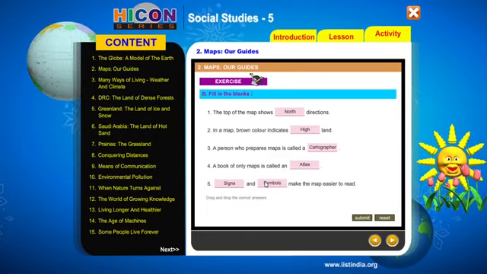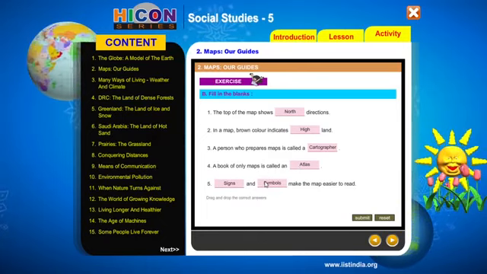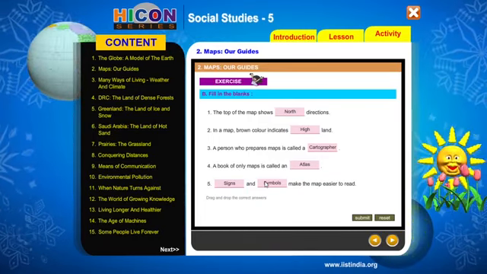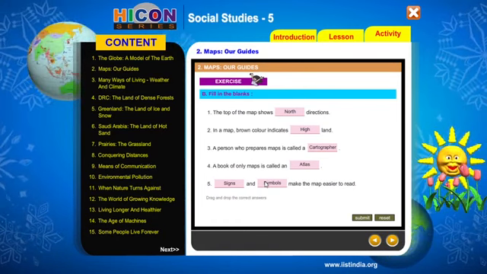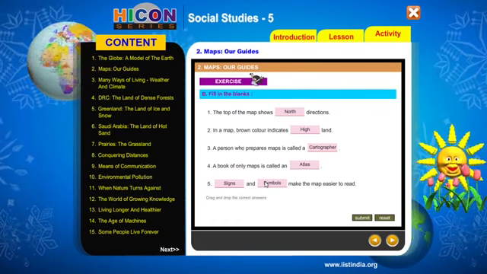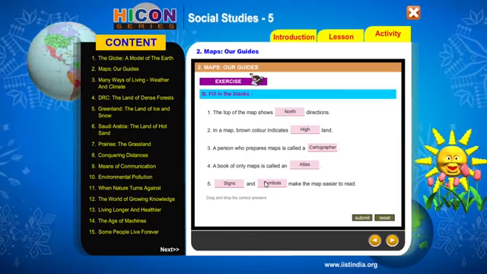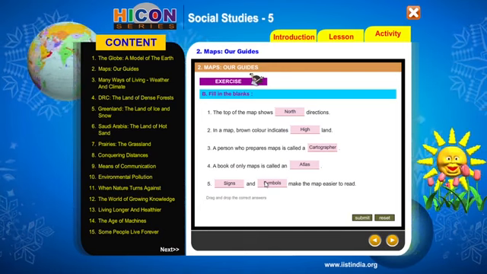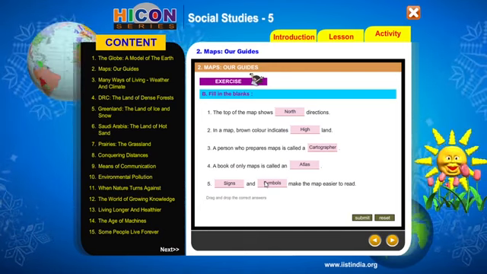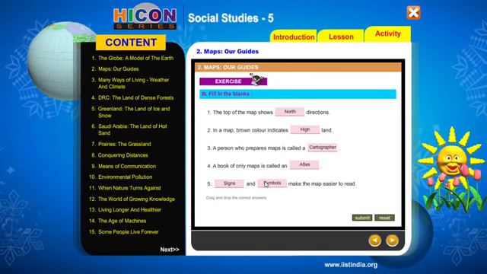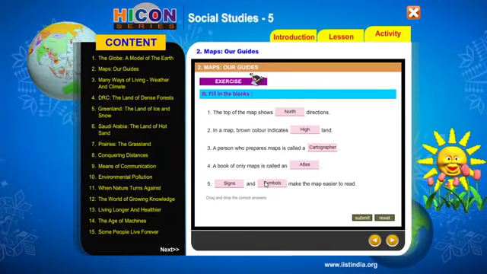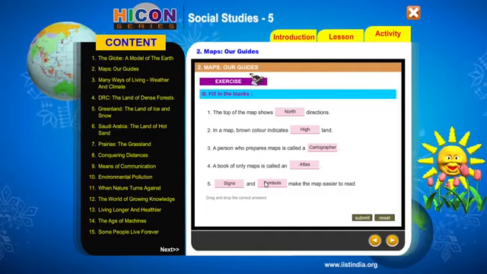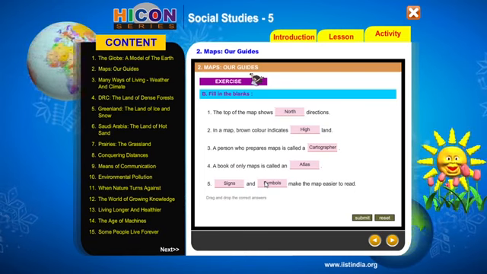Okay. So we have completed all the five sentences. Now we will read all the sentences once again. The top of the map shows north direction. In a map, brown color indicates highland. A person who prepares maps is called a cartographer. A book of maps is called an atlas. Signs and symbols make the map easier to read. Right? Okay. Now I'll keep the page the same for another minute so that you can read all the five sentences once again. Right?